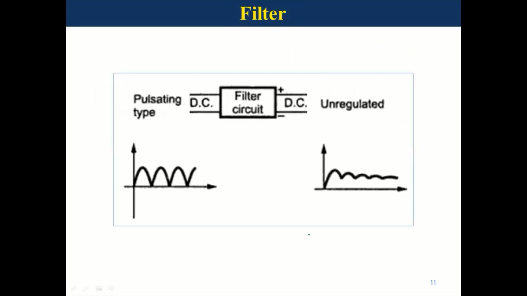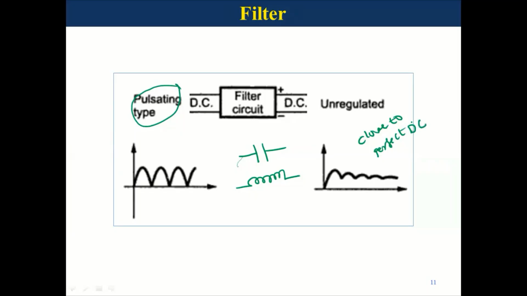And this diagram represents the input and output waveforms of the filter. The output of the rectifier is given to the input of the filter circuit, which is pulsating DC, pulsating in nature, meaning it consists of only positive half cycles, a unidirectional signal. That is given to the filter, and this filter uses either a capacitor or an inductor or a combination of these two, and hence these components can bypass most of the AC component present in the input signal, and the output is close to perfect DC, but still there is some small AC component.